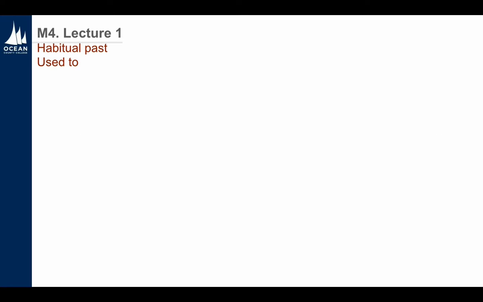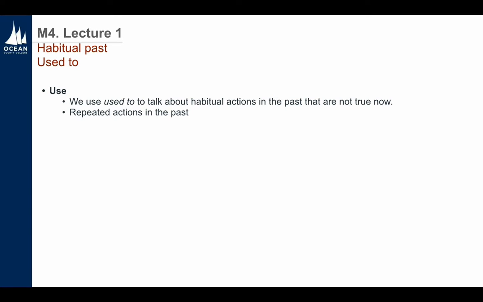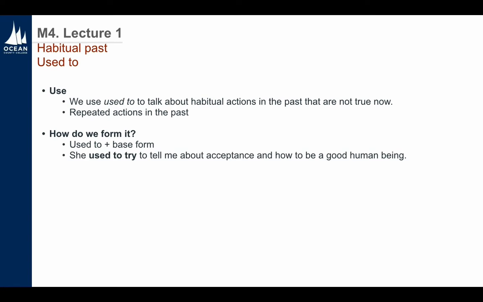So let's look a little bit more at used to. Now, one of the main uses is that we use used to talk about habitual actions in the past that are not true now. And we use it to talk about repeated actions in the past. So how do we form it? It's very easy. We just use used to plus the base form. So for example, she used to try to tell me about acceptance and how to be a good human being. We have used to plus try, which is the base form of the verb to try.